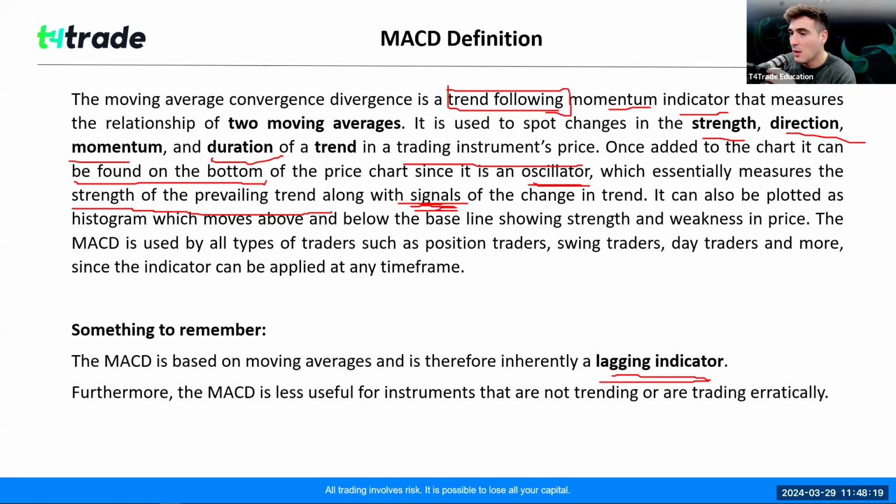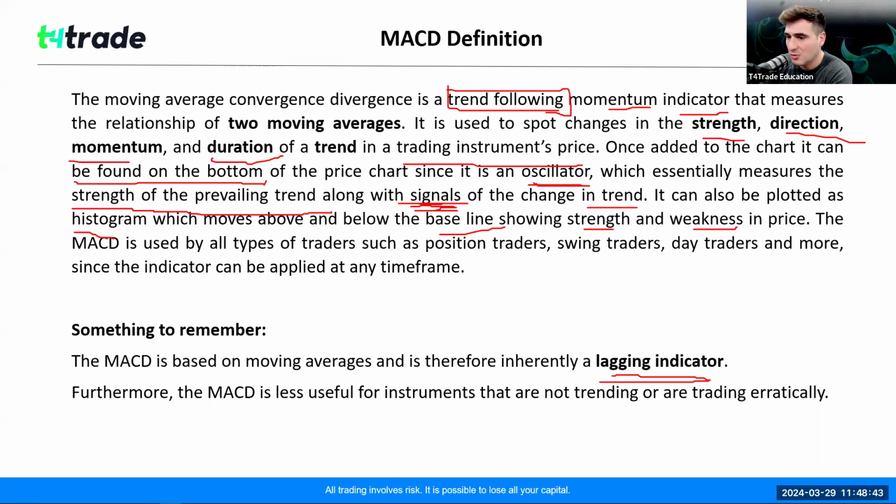This is what we care about, the change in a trend, okay? If you cannot spot a trend shift with your own naked eyes, MACD can be helpful. And that's why we use it, because it's a trend following momentum indicator. It can be plotted as a histogram, which moves above and below the baseline. We're going to see what a baseline is, showing strength and weakness in price.